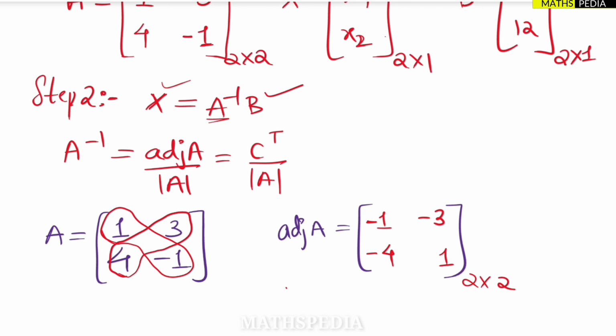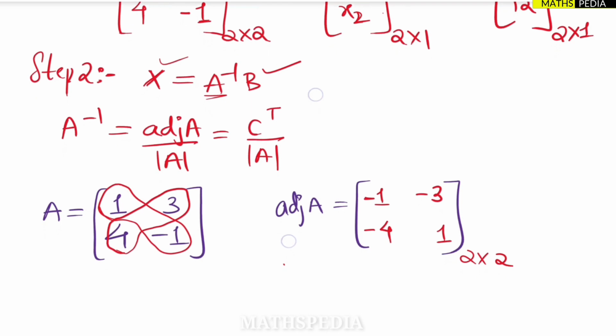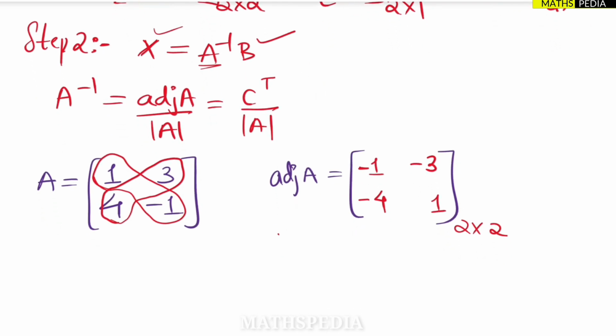Just directly use this method to write the adjoint. Next, it is actually in the rule of this thing. Okay, we are not forming any trick or something. It is actually the easy method to find out the adjoint for 2 cross 2. After finding adjoint A, we need determinant A also.